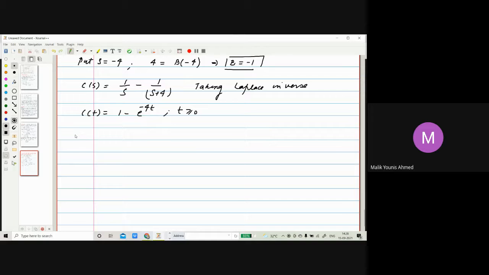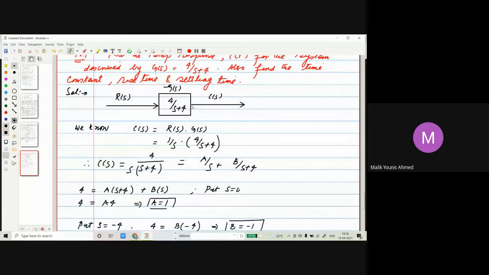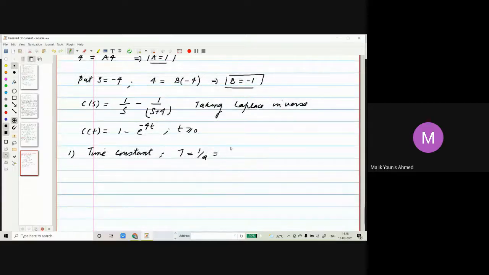Now first, we have to find the time constant. Time constant T is equal to 1 by a, we know that; we have just now got it. You can say a is equal to 4 because that pole is at 4, a real pole. So that is 1 by 4, and that comes out to be 0.25 seconds. T is equal to 1 by a, where a is 4. This is very clear.